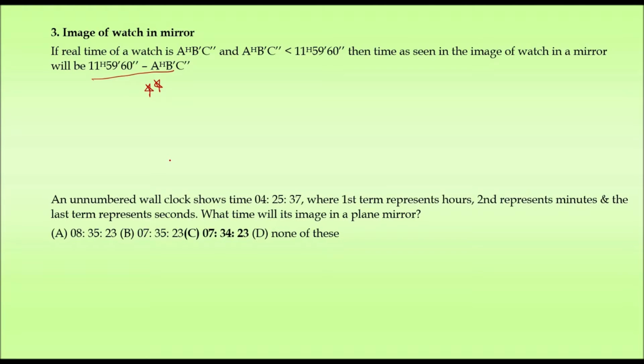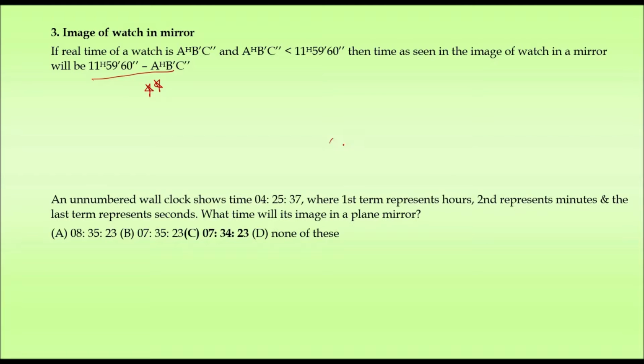An unnumbered wall clock shows time 4 hour 25 minute and 37 second, where the first term represents hour, the second term represents minutes and the last term represents seconds. So what time will its image show in a plane mirror? So how will we solve this problem?